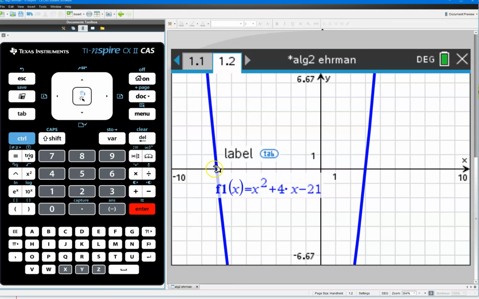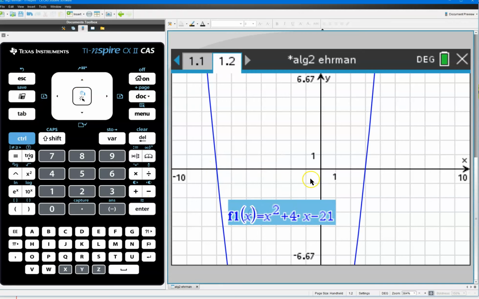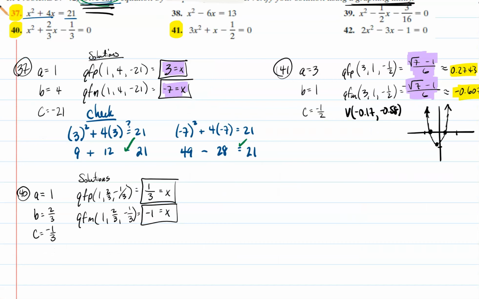And if I look closely here, I can't just tap on the screen, but I can look at my scale. Each grid line is worth 1 unit, so we have an x-intercept at 1, 2, 3. So we have an x-intercept at +3, and another x-intercept at 1, 2, 3, 4, 5, 6, 7 units to the left of the origin, so 3 and -7. So not only did we check our answer with the algebra, but we've also checked our answer by graphing as well. So it's a double check, if you will.